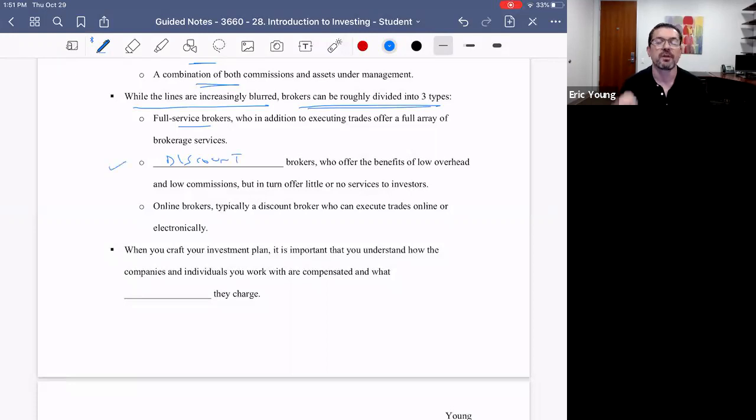We also have discount brokers. For many of you, this will be your optimal path. Companies like Vanguard, like Schwab, like Fidelity, discount brokers, they're going to offer several benefits, including low overhead, which keeps their expenses down, and critically for you, low commissions. However, they don't offer a whole lot of service to investors, but that's okay, especially if you opt to invest in passive investments like no load mutual funds. You don't need their advice. You don't need their reports. So you can avoid those and take advantage of low commissions and low overheads.